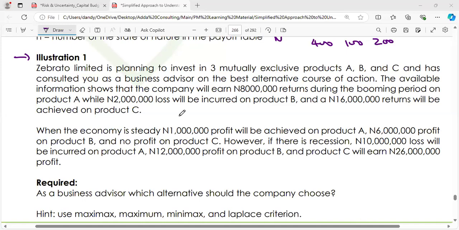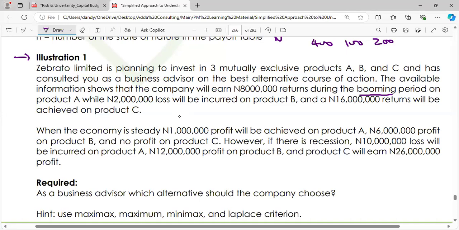Zebrato Limited is planning to invest in 3 mutually exclusive products, A, B, and C, and has consulted you as a business advisor on the best alternative course of action. The available information shows that the company will earn 8 million naira returns during the booming period on product A, while 2 million naira loss will be incurred on product B, and a 16 million naira returns will be achieved on product C.